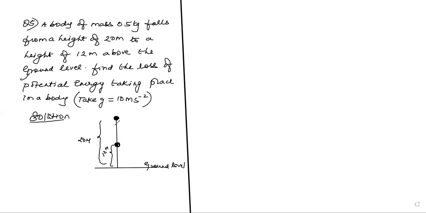So what is that loss? How much has it lost? We want to find out the loss of potential energy. So what I do, children, so simple. I told you always write in short. M equal 0.5 kg. Then I take this height above the ground level, H1, as 20 meters, and H2 above the ground level as 12 meters.